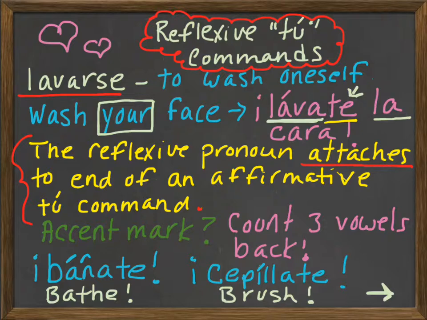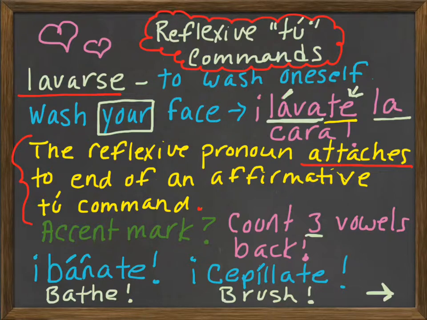Now you have one more step. You have to count three vowels back to place your new accent mark. So 1, 2, 3. It's going to be right here. Lávate. So lávate la cara. Okay. In yellow here, the reflexive pronoun attaches to the end of an affirmative tú command. And for your accent mark, all you're going to do is count 3 vowels back. Okay. Here's some of the other examples.